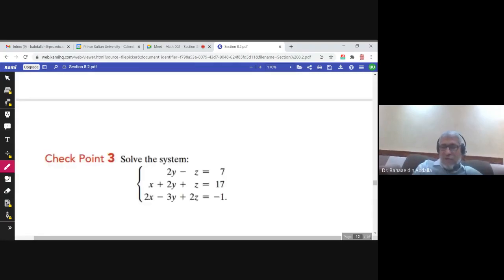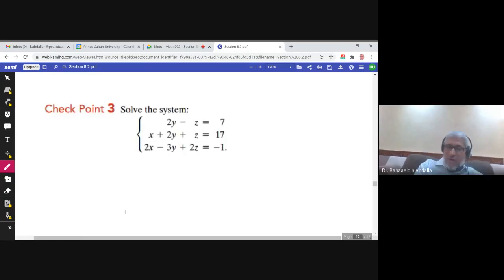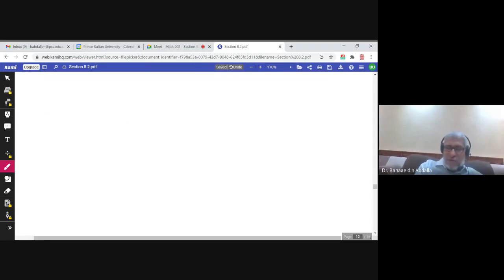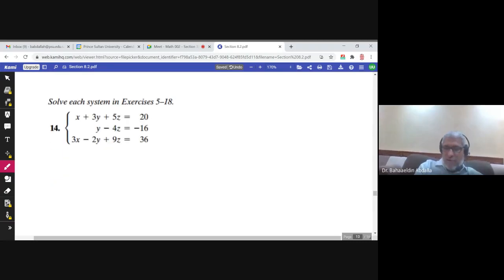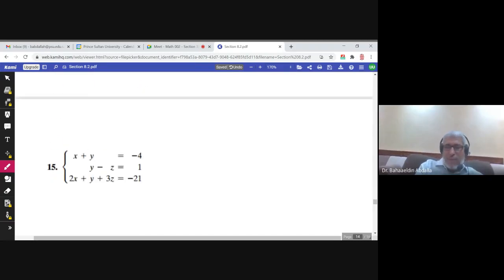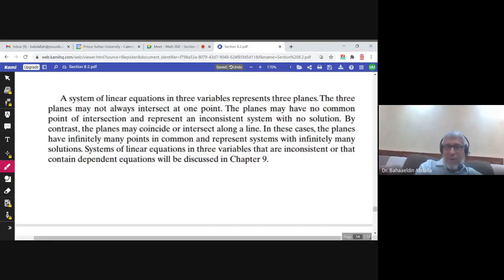Of course, here what do you have? x is eliminated from equation 1. So eliminate x from 2 and 3. You will have two equations in y and z. Solve them, find y and z, and then use equation 2 or 3 to find the value of x. Here also the same. And here also the same.